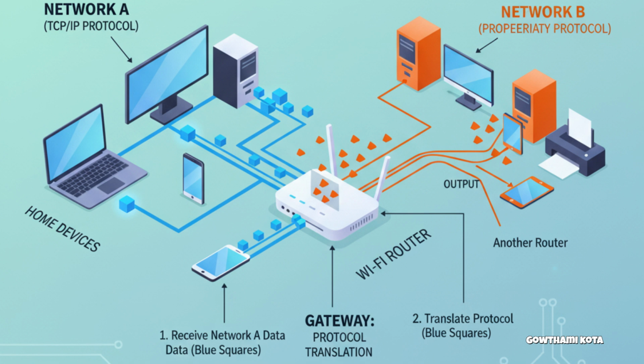It takes data from one network, translates it into a format that another network understands, and then forwards it to the network. These are basically used when two systems use different communication architectures, such as connecting a TCP/IP network with an older mainframe system or some other network. Because of this translation function, gateways are more complex than switches and routers.